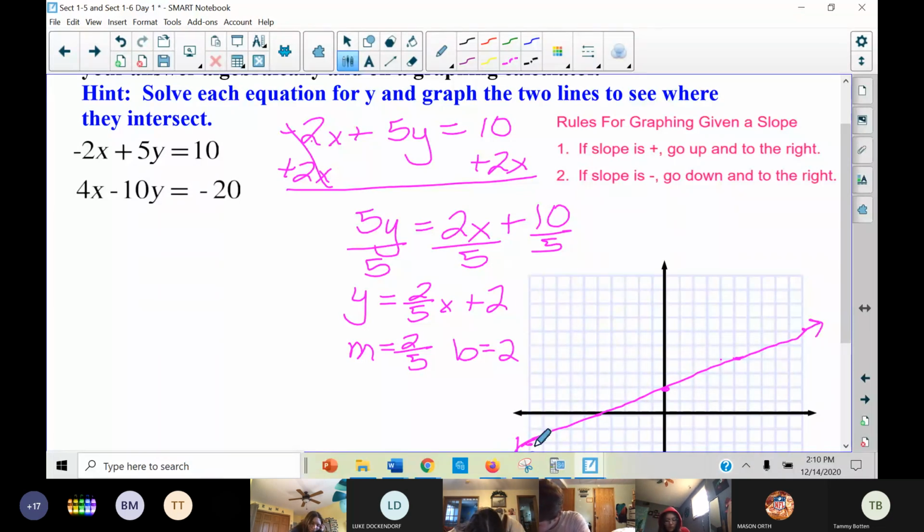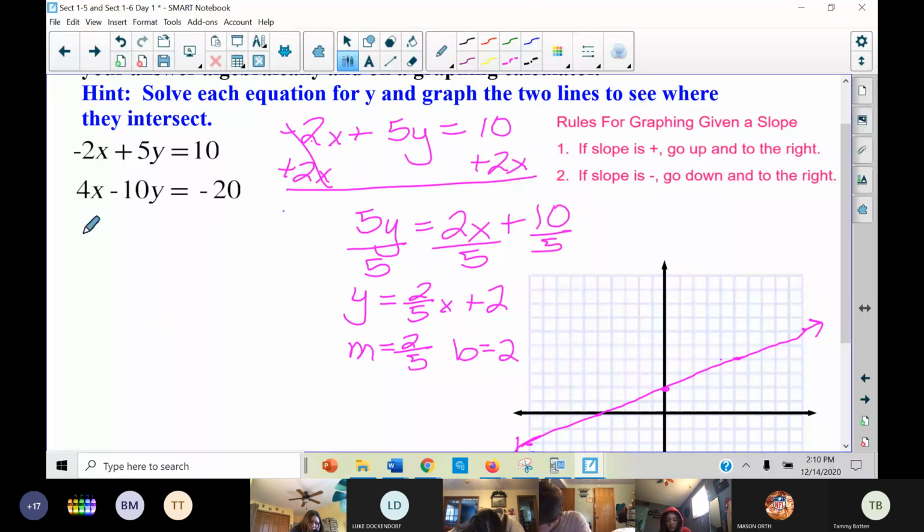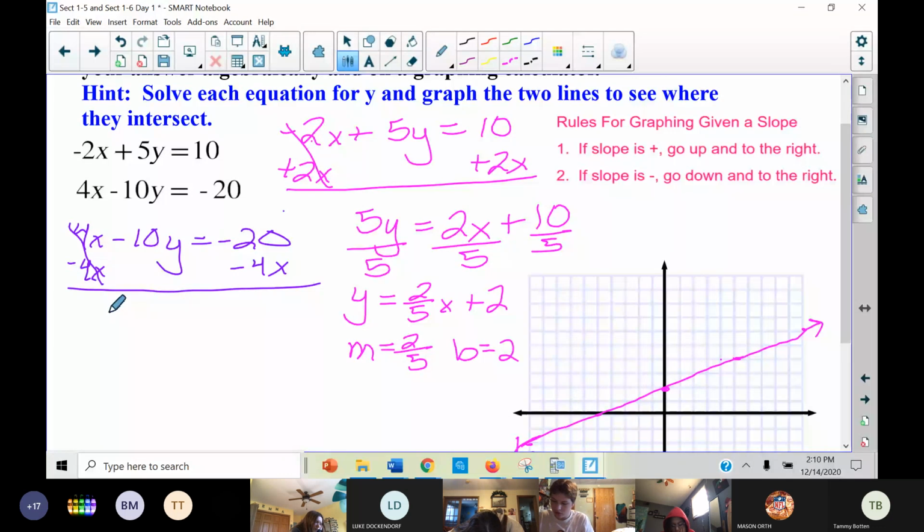All right. Now we have to do the same thing with the other line. So I'm going to go to 4x minus 10y equals negative 20, and I'm going to solve this for y. So I'm subtracting 4x, and I get negative 10y equals negative 4x minus 20. I always put my x first. Then I divide by a negative 10.